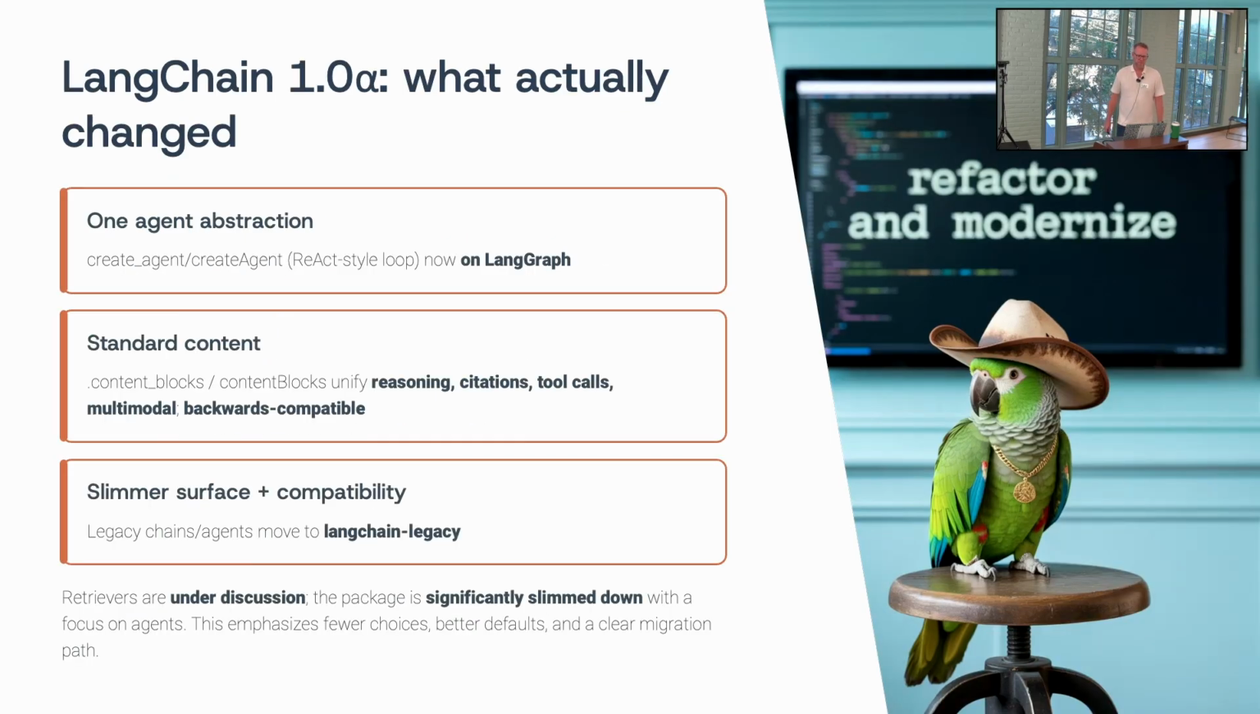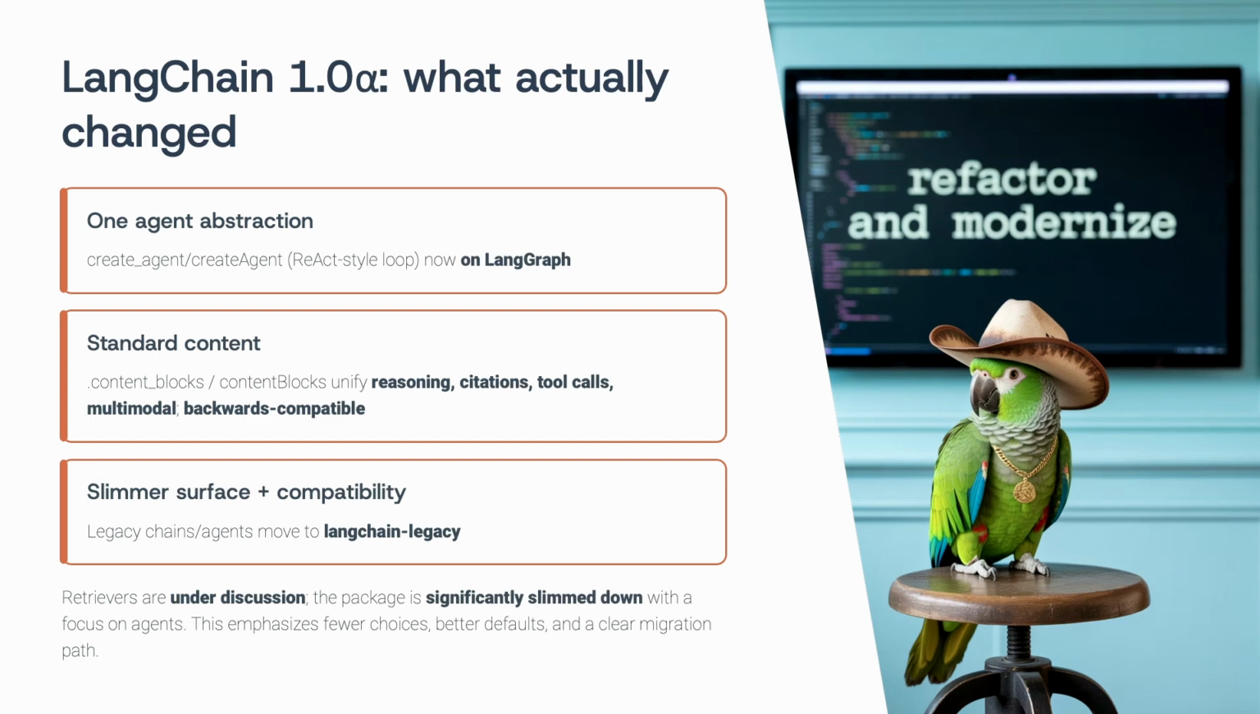So when we talked about, specifically to answer your question, 1.0 alpha is a one agent abstraction, right? So create agent is now on LangGraph. The content blocks, this is a thing that just came out. I think Harrison said he was going to post, I think he posted the blog post on it.